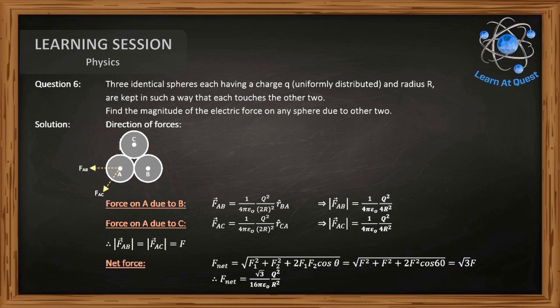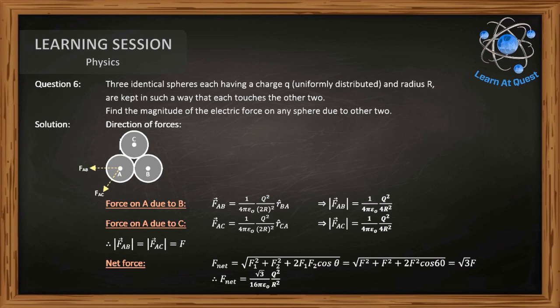Also, as ABC is an equilateral triangle, the angle between the two forces FAB and FAC will be 60 degrees. Now, each of these forces is vector in nature. To add two vectors, we'll use the formula Fnet equals square root of F1 square plus F2 square plus 2F1 F2 cos theta. Here, F1 and F2 are the magnitudes of the two forces. Theta is the angle between the two forces, which in this case is equal to 60. So when we substitute, we get square root of F square plus F square plus 2F square cos 60, which is equal to root 3 F.